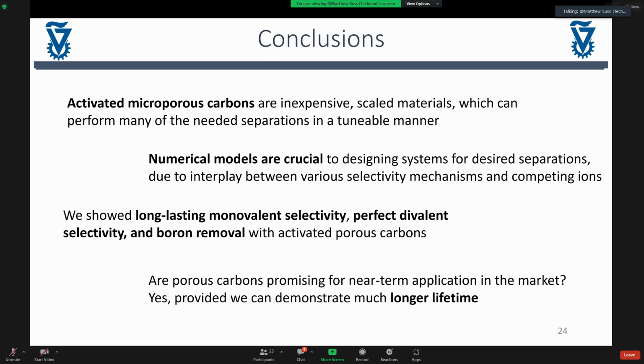And what we've seen in my lab is that lifetime can really be improved just by operating these things at lower voltages and for shorter times. That can help a lot in terms of lifetime, but still there's a lot of work to be done in terms of showing that these things can last for years in these applications. So thanks very much for your attention.